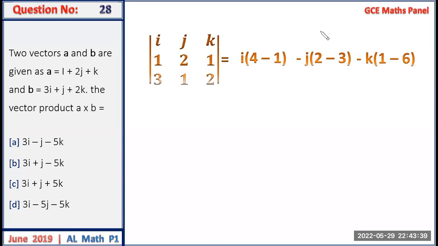Plus K, why minus K? Here's my pen. Plus K. So plus K into 1 times 1 minus 2 times 3. So this gives us plus K into 1 minus 6.